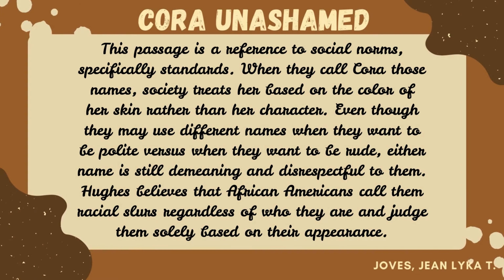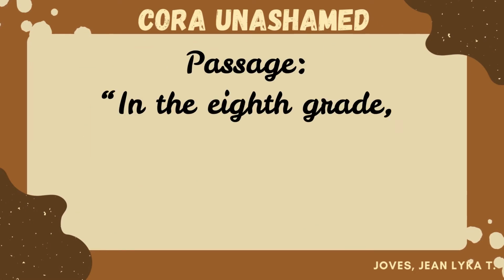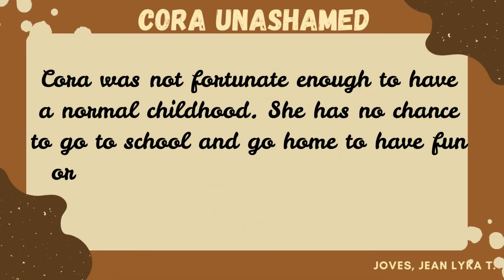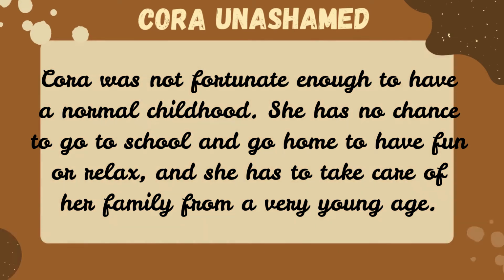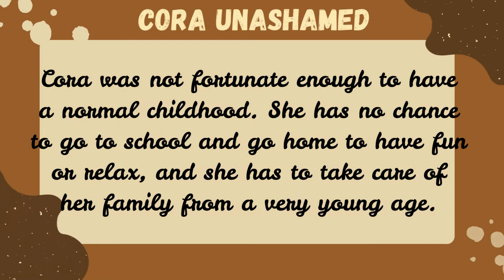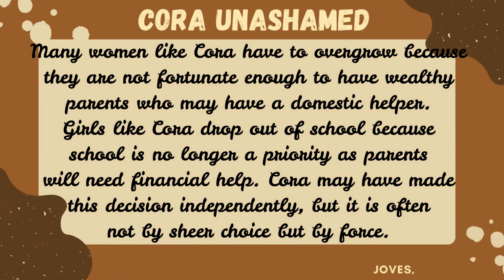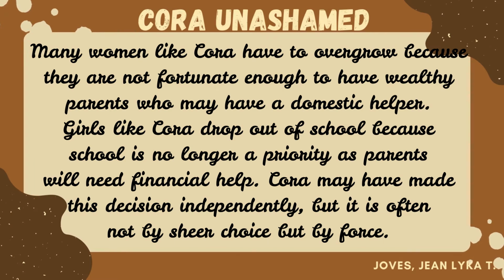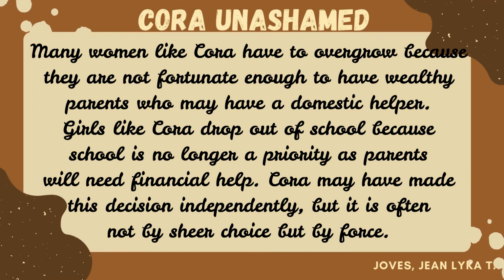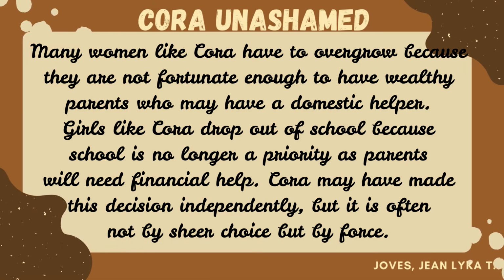Hughes believes that African Americans are called racial slurs regardless of who they are and are judged solely based on their appearance. In the 8th grade, she quit school and went to work with the Stuyvesants. Cora was not fortunate enough to have a normal childhood. She has no chance to go to school and go home to have fun or relax, and she has to take care of her family from a very young age. Many women like Cora have to grow up too fast because they are not fortunate enough to have wealthy parents who may have a domestic helper. Girls like Cora drop out of school because school is no longer a priority as parents will need financial help. Cora may have made the decisions independently, but it is often not by sheer choice but by force.